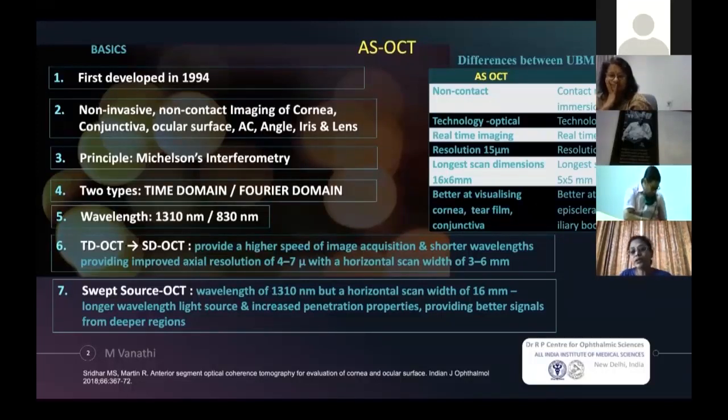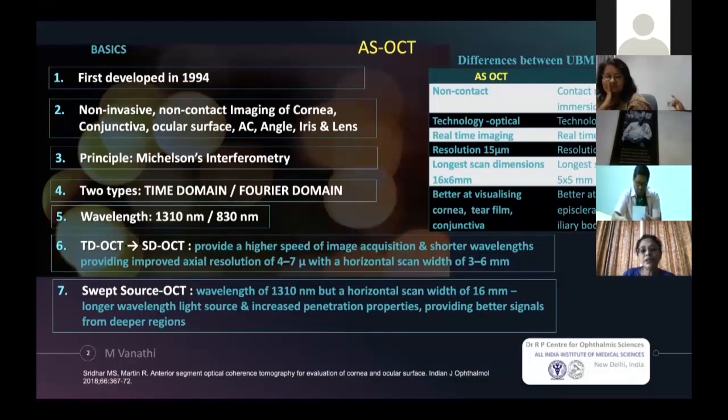The resolution is around 15 microns in ASOCT, whereas the resolution is much higher in a UBM, at 50 microns here. You get larger scan dimensions here, which are 16 by 6, and in UBM, the scan dimensions are only 5 by 5, though you have more advanced versions available now. The ASOCT is good for visualizing the cornea, the tear film, and the conjunctiva. The UBM is good for visualizing the sclera, the episclera, the angle, the ciliary body, and the lens.